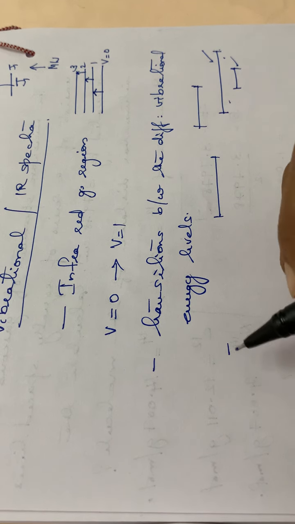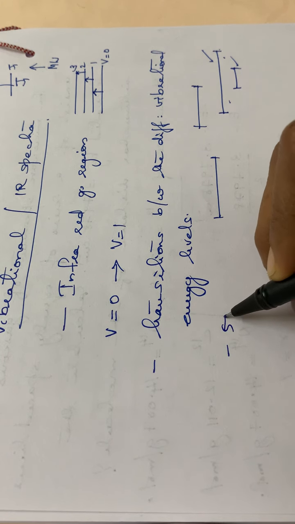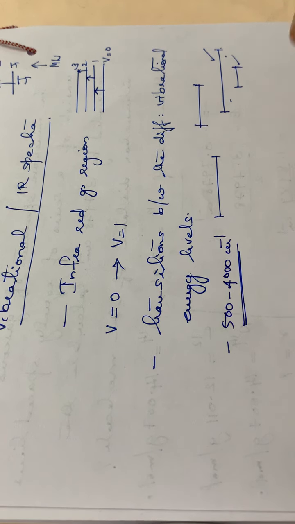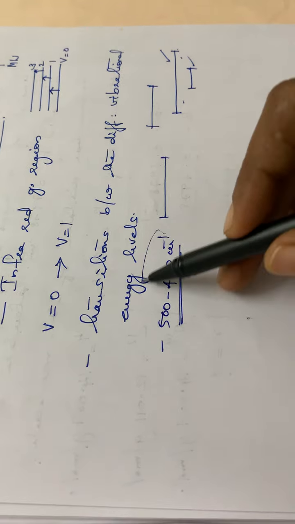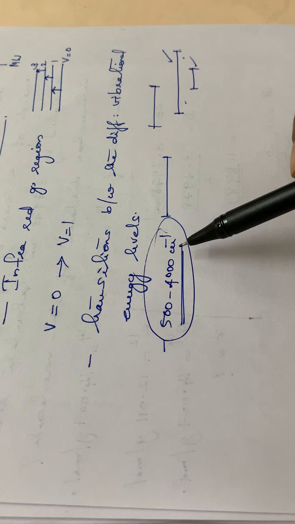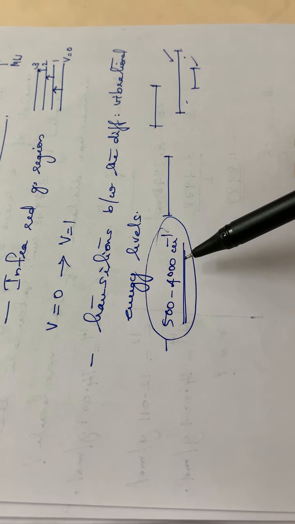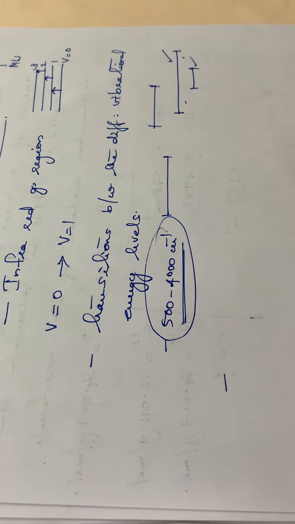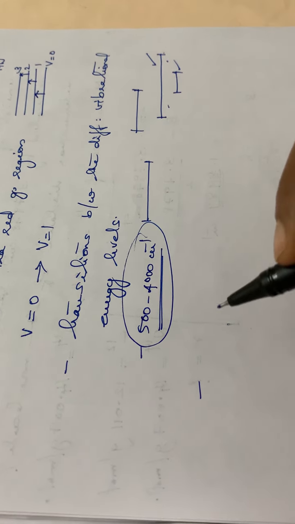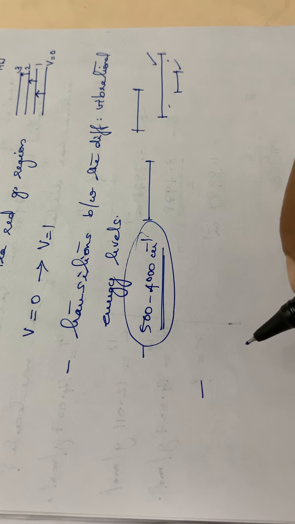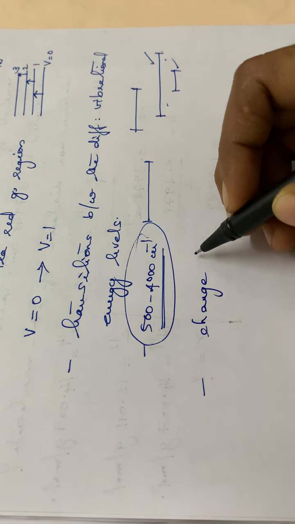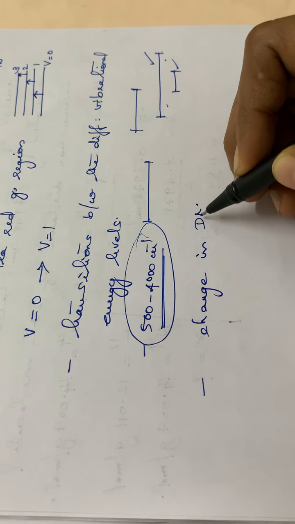Normally this IR spectrum occurs in the spectral range of 500 to 4000 centimeter inverse. That is, we will be getting the IR spectrum in this frequency range. Then the next point is that for a molecule to be vibrationally active, or to give a vibrational spectrum, the essential requirement is that the molecule should have a change in dipole moment.